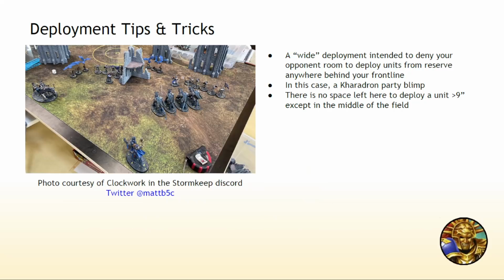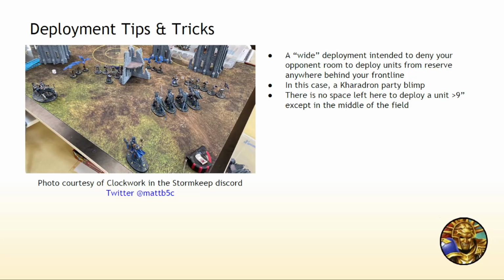So let's take a look at some examples of deployments as submitted by our Stormkeep community. Here you can see, this is from Clockwork. You can see his Twitter handle there. He's done a wide deployment here with the intention of denying the opponent room to deploy any units from reserve. In this case, he was playing against a Kharadron Overlords player who was going to be dropping in a bunch of dudes. And what he's done here, there's no space on the table between his units that he can fit that balloon.